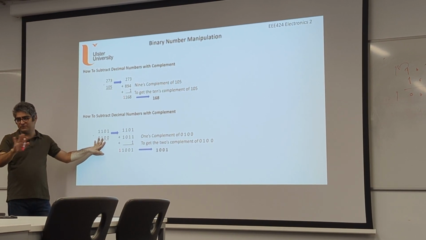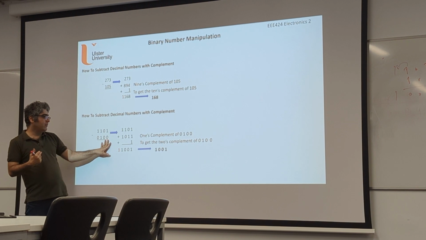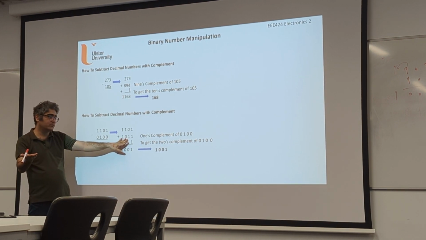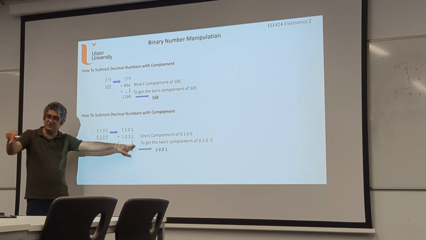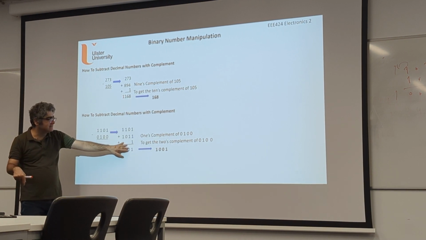Only reverse the values, finish. But when I ask you to subtract this from this, first you use the complement idea to get this, then you will add another one to the value. Then you will add these three to each other.